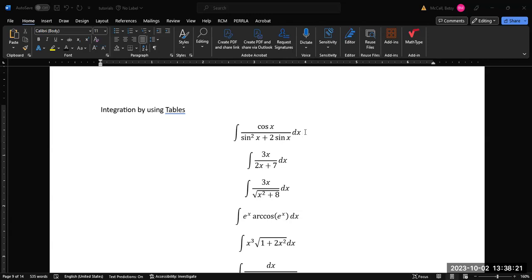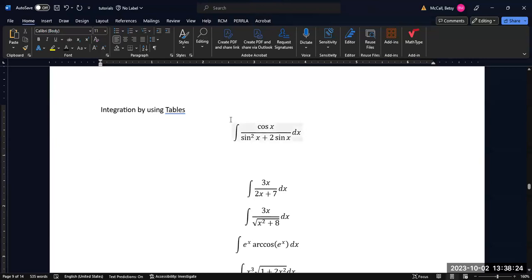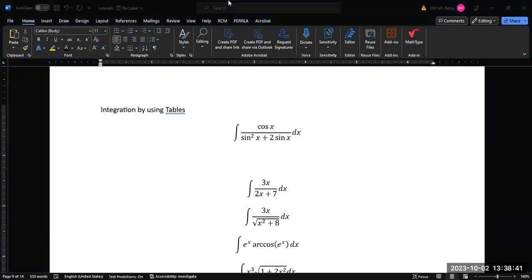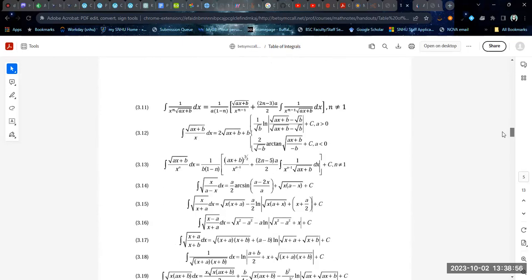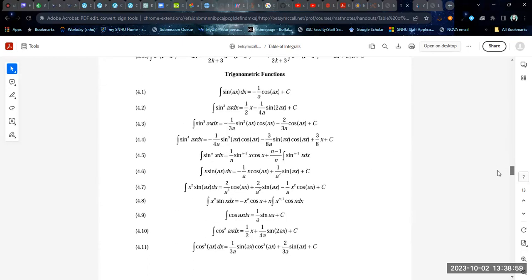So in our first example, we have this function that is a combination of sine and cosine. And so what we're going to do is go to our integral table and see if we can find something that looks like this. So let's go to my table. Now, most integral tables start out with the basic rules, and then they're broken up by category, by type of function. So we're going to go down to the sine and cosine portion of the table and see if we can find something that looks like what we have.